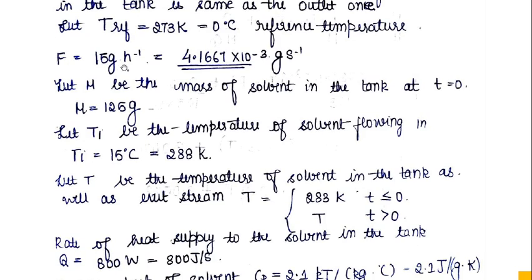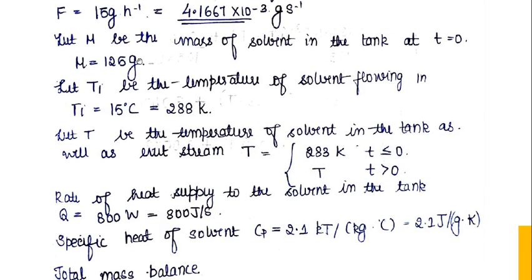Now the flow rate is 15 gram per hour. Let's convert it to per second, that is dividing 15 by 3600. So that ends up as this value in gram per second. Let M be the initial quantity of solvent at t equal to 0, and let me call it M, 125 gram.